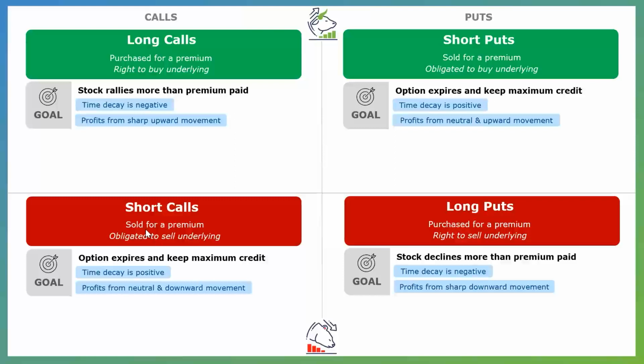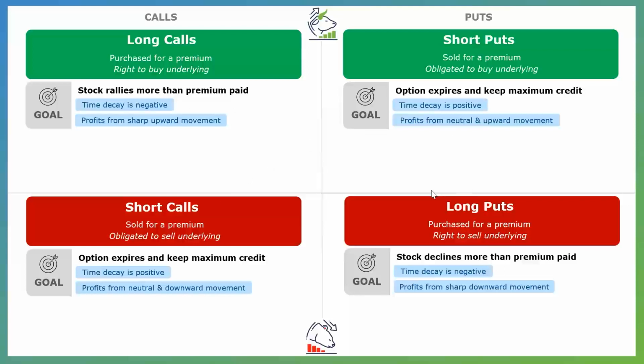For a short call option, on the other hand, this is sold for premium, obligated to sell the underlying. The option expires and you keep the maximum credit. That is the best outcome for a short call. Time decay is positive. It works in favor of the short call writer, and it profits from a neutral to downward movement.